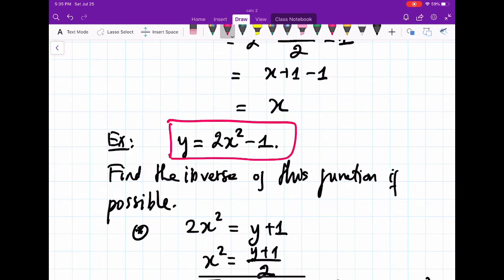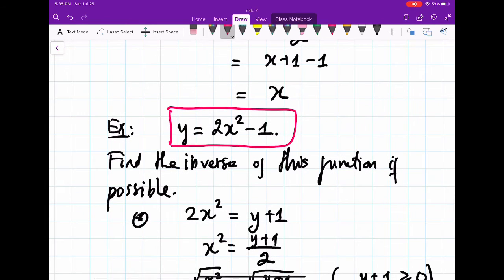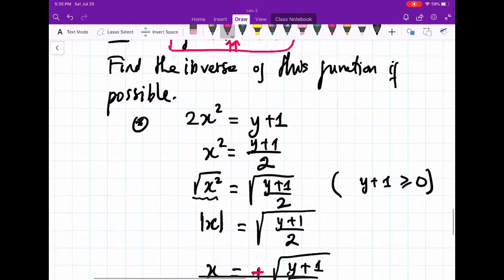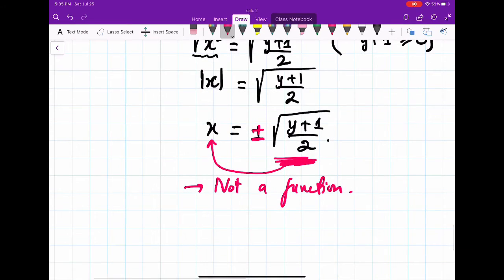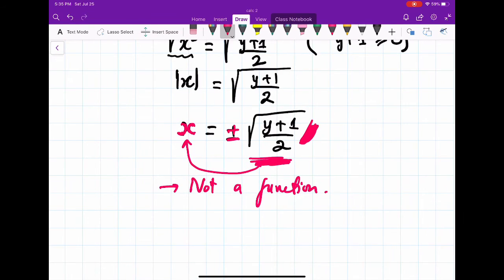You see, because corresponding to two different x in the domain of this function, you have one value y. Two values of x are corresponding to one value of y. So that is the reason why this function does not have an inverse.